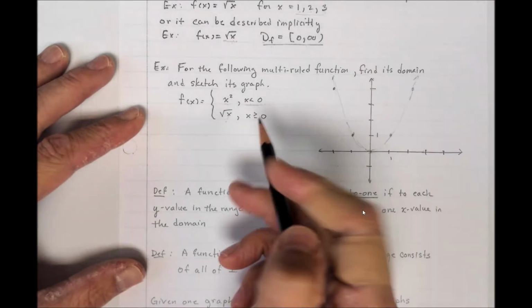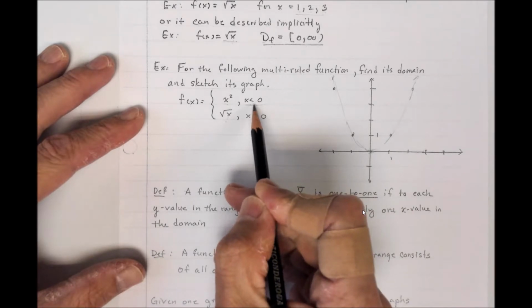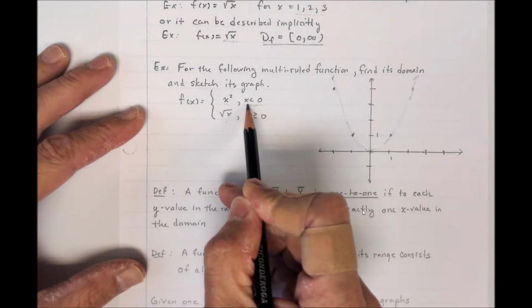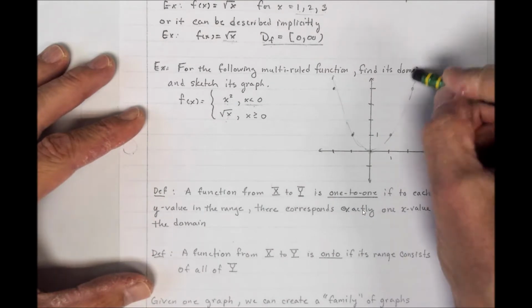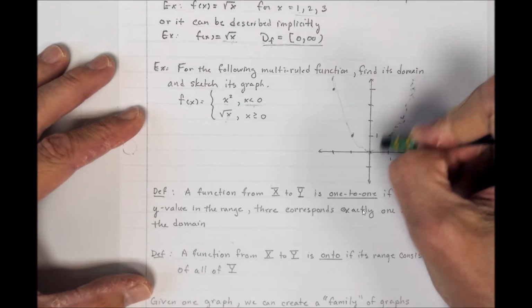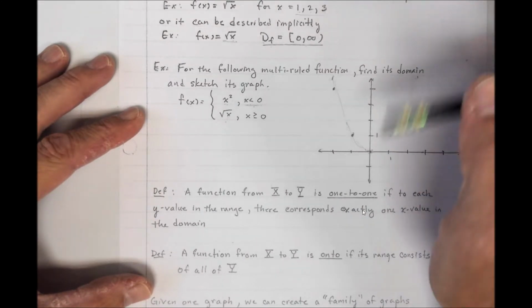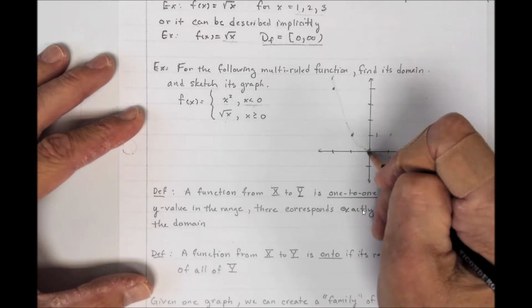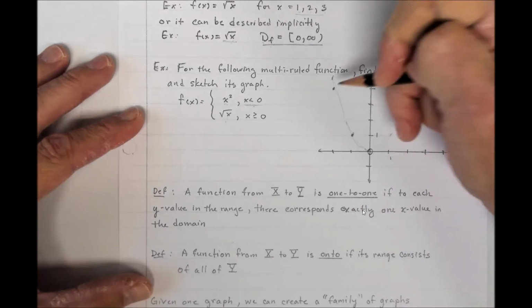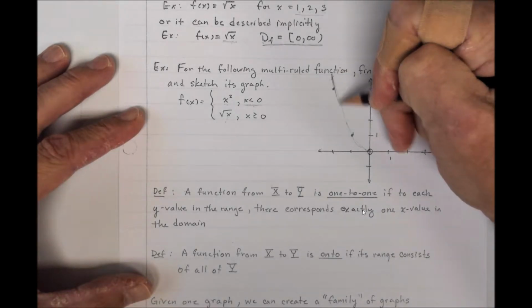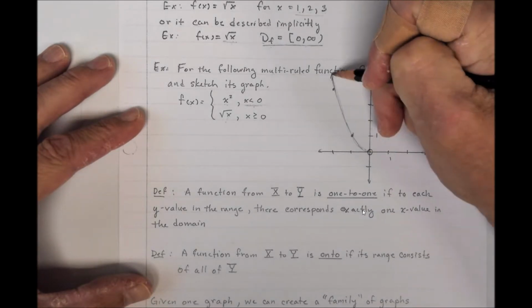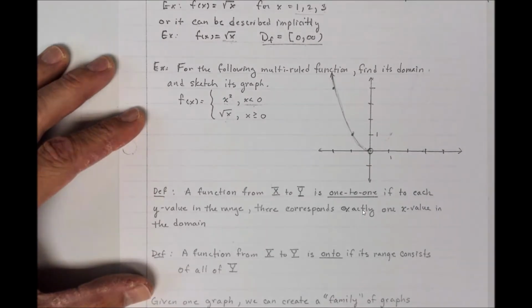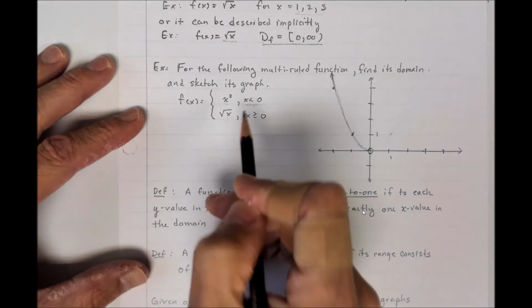But we have a restriction for this rule. It's only those values of x that are less than 0. So I am going to have to get rid of all these for when x is greater than 0. And then for when x is equal to 0, I am going to have to put an open dot there to indicate that the graph stops there, but it does not contain that point. So I get kind of a half of a parabola like that. That's this part right here.